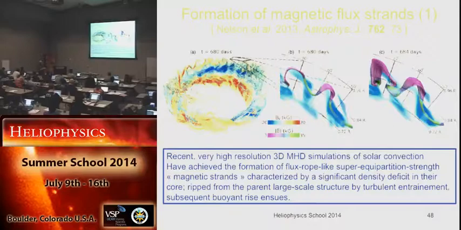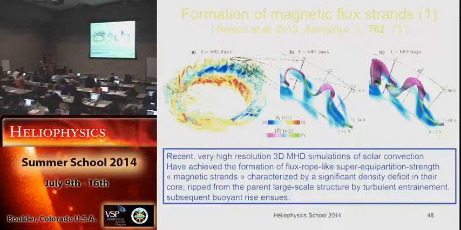And these are basically magnetic field lines within convecting layers. The rotation axis runs this way. So this is basically a large-scale structure that is being built by convection, very turbulent, as you can see. And that large-scale structure has developed these loops that start rising to the surface.